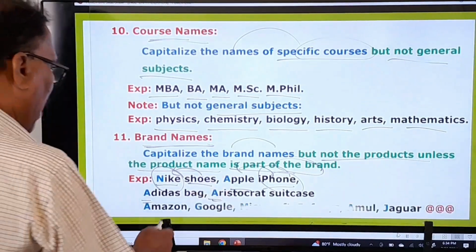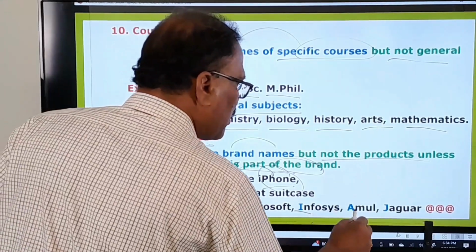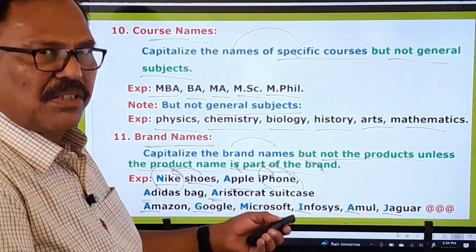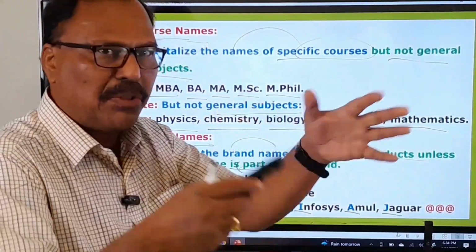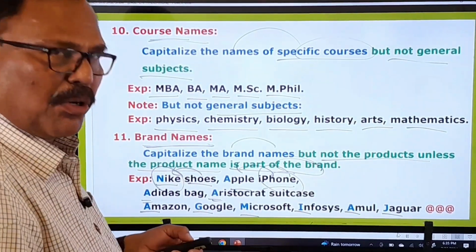Okay, product. Amazon. These are all brand names. Google, brand name. Microsoft, brand name. Infosys. Amul. Jaguar. You know very well, Amul is all milk products, Gujarat. And Jaguar means all bathroom accessories. Now we move on to learn other interesting rules.